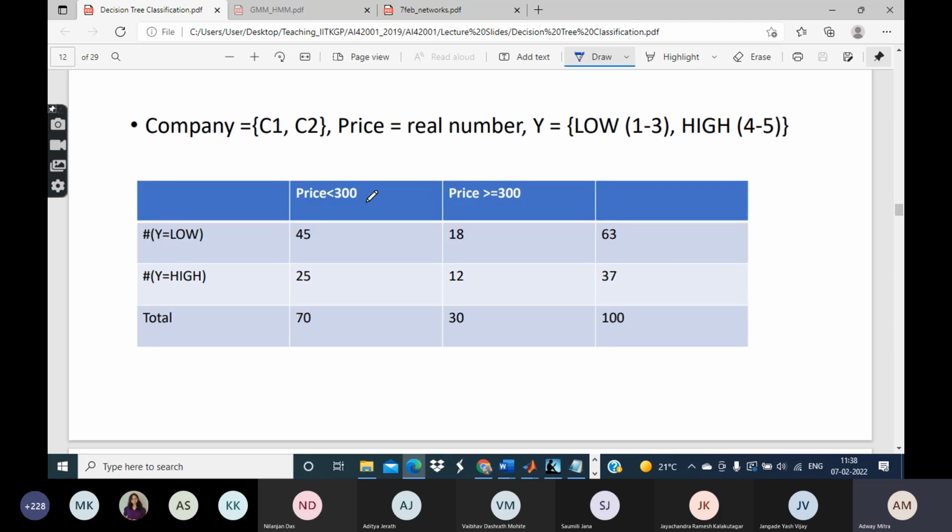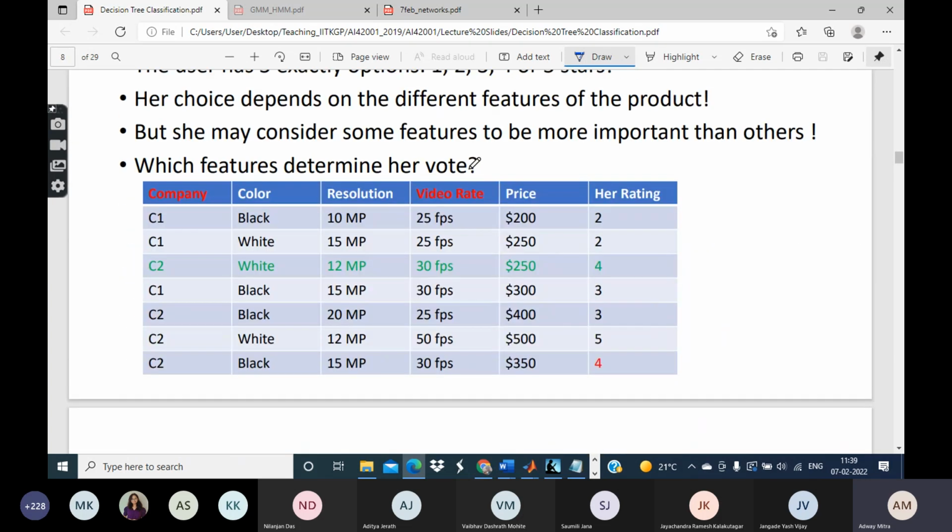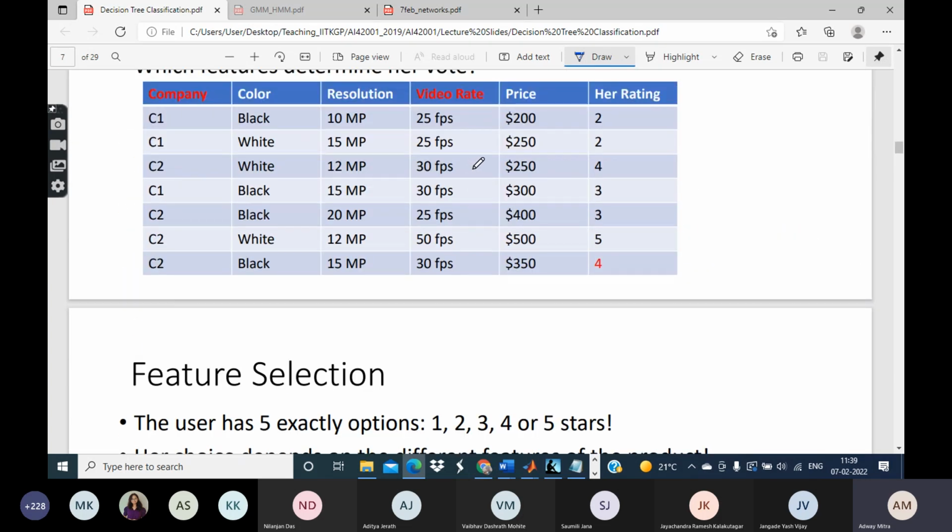Now if we consider price as the feature, unlike company and color, which have only two values (company has only C1 and C2, and color has only black and white), price can take many values: 200, 250, 300, 400, 500, 350, so many prices we are seeing.